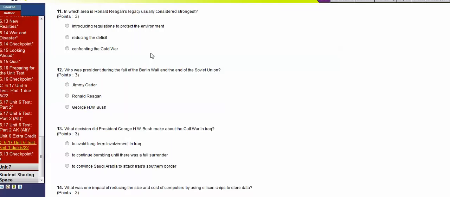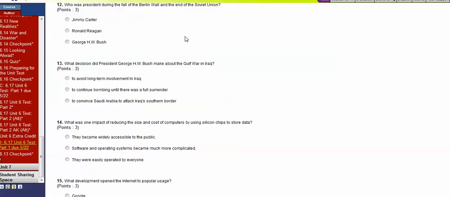Number 11, in which area is Ronald Reagan's legacy usually considered strongest? Introducing regulations to protect the environment, reducing the deficit, or confronting the Cold War? Number 12, who was president during the fall of the Berlin Wall and the end of the Soviet Union? Was it Jimmy Carter, Ronald Reagan, or George Herbert Walker Bush, the first George Bush?